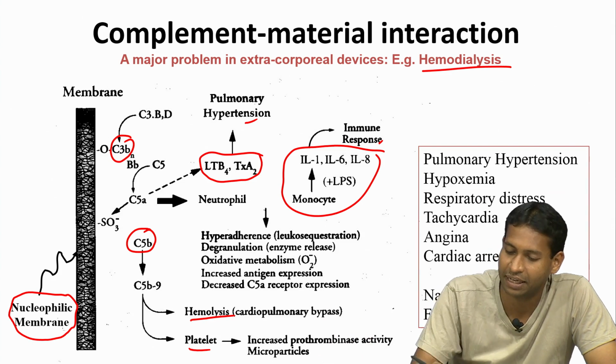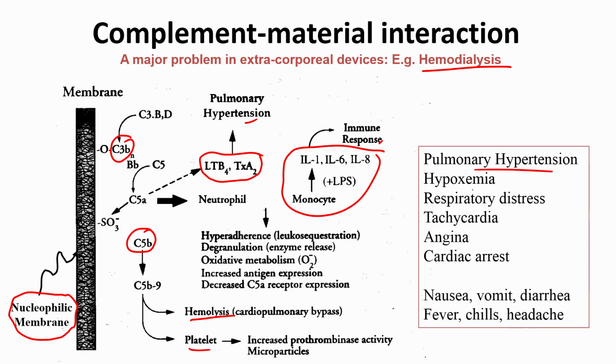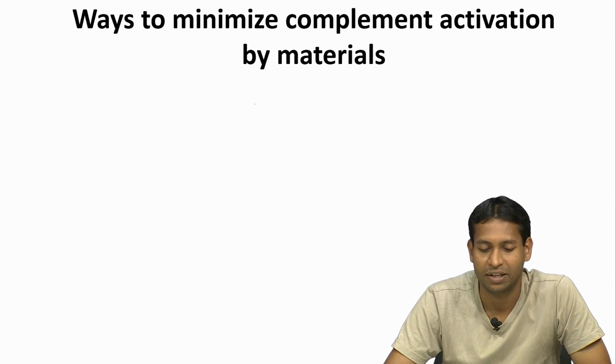So as I said, it can lead to pulmonary hypertension, it can lead to hypoxemia, it can lead to respiratory distress, several other things can happen. So how can you minimize the complement activation by your material? So it is important, right? I mean, if you are designing all these drug delivery vehicles or tissue engineering vehicles and you are implanting it, you want to make sure that those do not really activate any kind of complement system. So what are the different ways to minimize it?